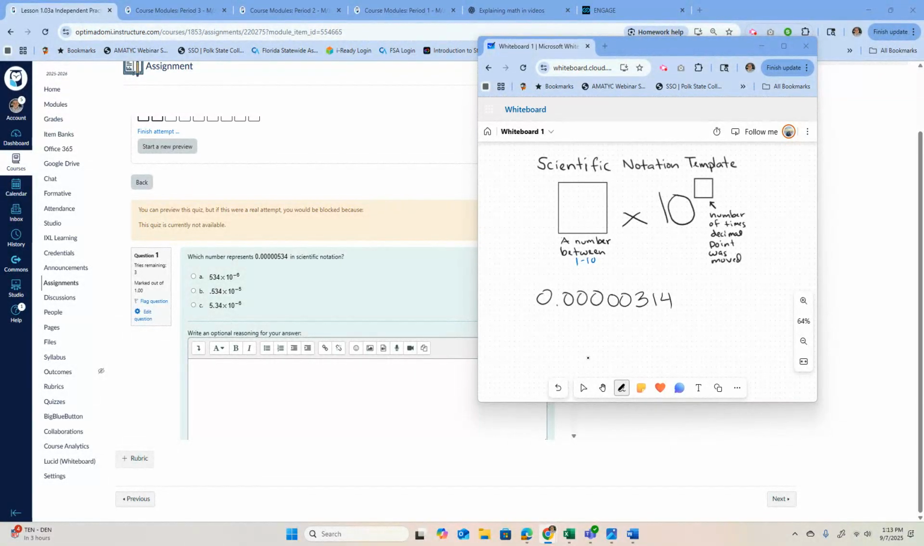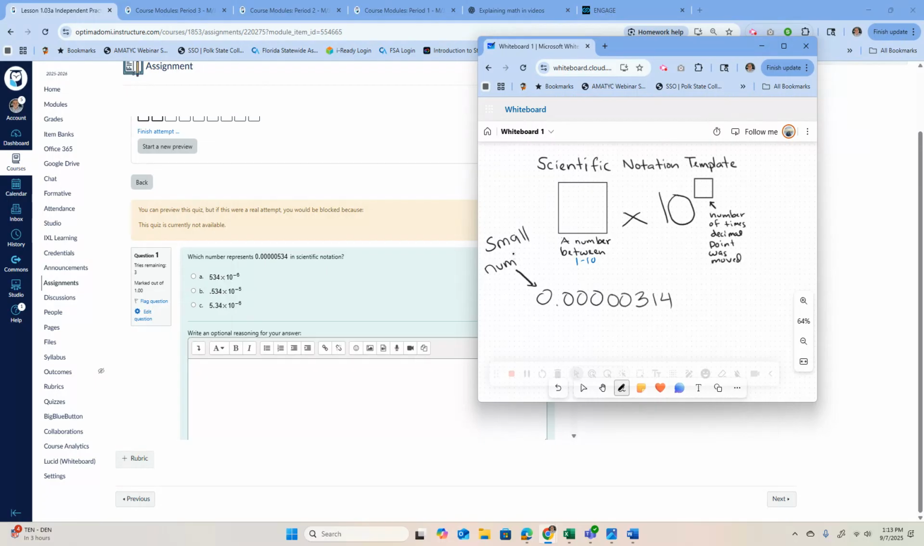All right, here is question number one. I did an example that is very similar to your question. This time, we're going to be working with small numbers. And when I mean small numbers, our numbers start with 0 point. Every time you see 0 point something, we are working with small numbers.